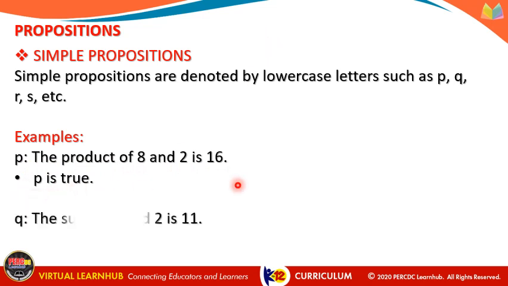Let's say you have this one. The sum of 8 and 2 is 11. And let's say this is assigned as proposition Q. Once again, if you were asked, is this proposition true or not? Is the sum of 8 and 2 11? Of course, it's false. Thus, you can just say Q is false.